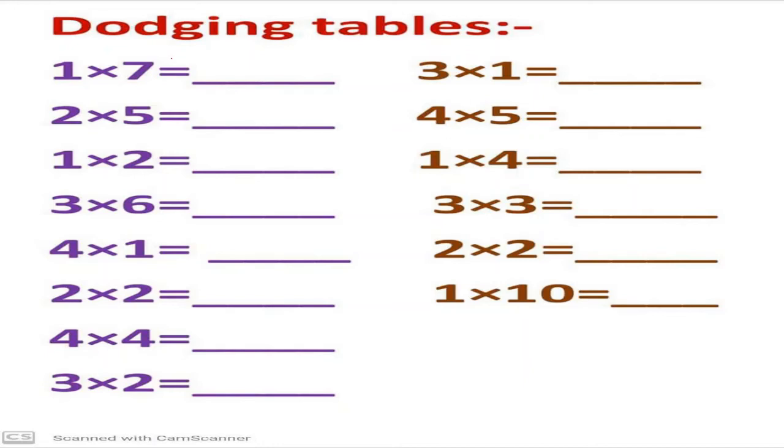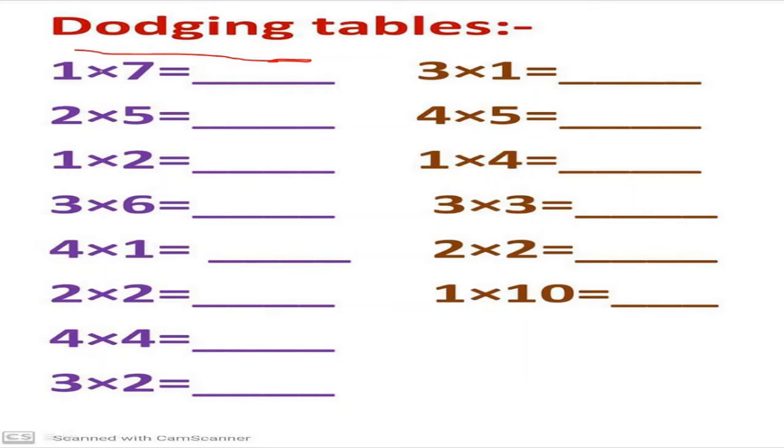As I told you before, what are the dodging tables? Dodging tables are nothing but completing the skip counting tables. There are different tables which you have to fill up. Tables will not come in a sequence while you are doing dodging tables. Okay? So you have to do this as your homework also.